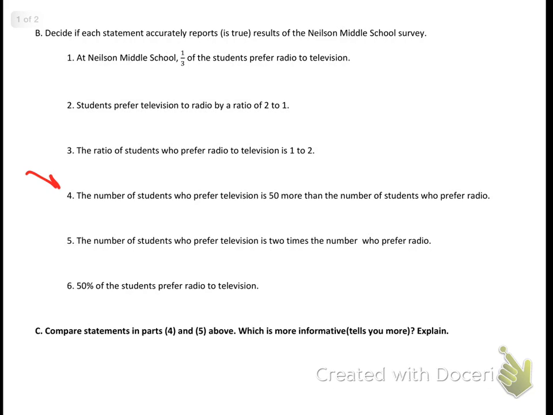Okay, number 4 down here. The number of students who prefer television is 50 more than the students who prefer radio. Okay, well, we need to do the number of students who prefer television. Well, how many students preferred television? 150. Nope. That's the whole number of students. 100 students liked television. Only 50 liked radio. If I do 100 minus 50, that means 50 more kids like TV. So is that statement true? That's a big old yes. Oh my gosh, Mr. Briggs. This is just too crazy. So far, every one of these is true.